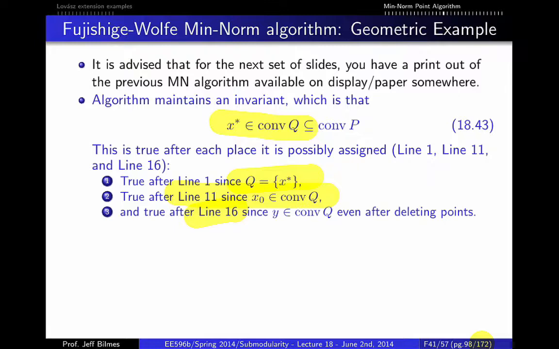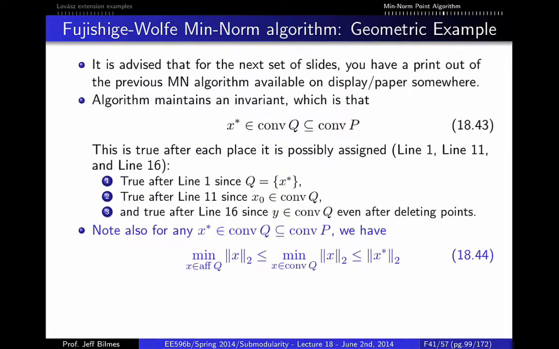Okay. Now the other thing to note is that if we take any x star in the convex hull of Q, the x star is meant to be just the name of an x. It's not meant to necessarily have any optimality property here. The 2 norm of x star is lower bounded by the minimum 2 norm of x in the convex hull of Q, which is further lower bounded by the minimum over x in the affine hull, again because the affine hull is bigger than the convex hull. So it's something that's important to keep in mind.